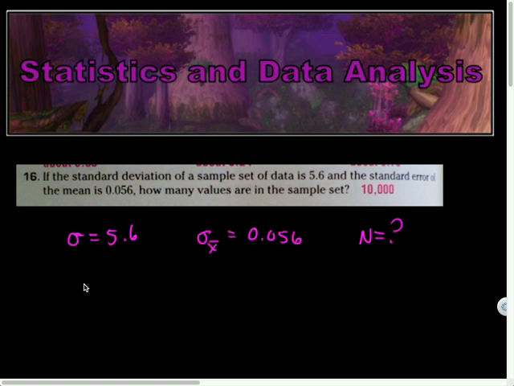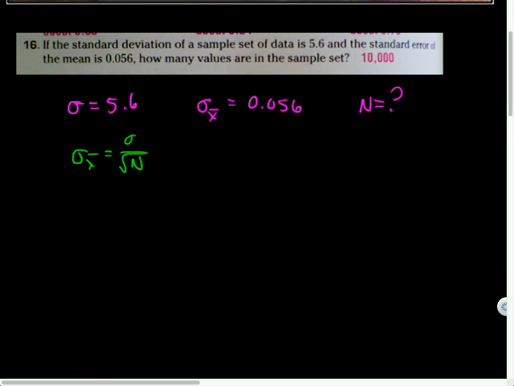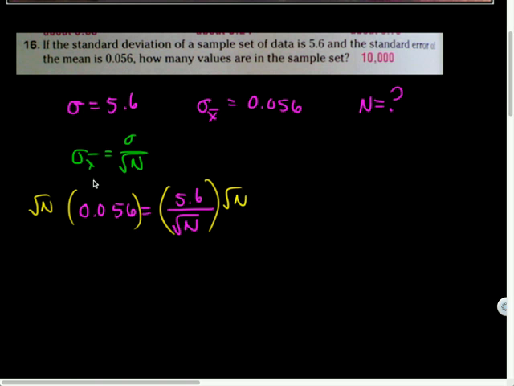So the formula I'm using is sigma sub x bar is equal to sigma divided by the square root of n. And a classic algebra problem here. We plug in what we know to solve for what we don't. 0.056 is equal to 5.6 divided by the square root of n. And what I will do is solve for n. I might multiply both sides by root n just to get it out of the denominator.